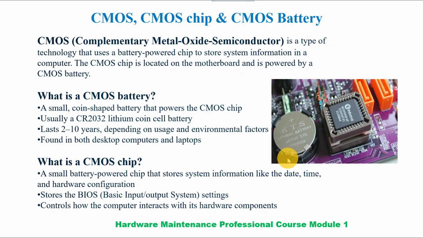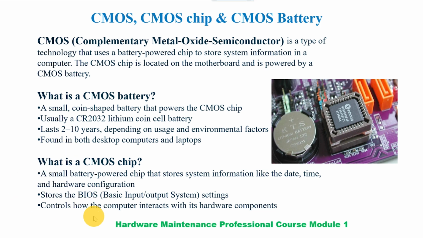That's what we call the CMOS chip and the CMOS battery. CMOS stands for complementary metal oxide semiconductor. It's a type of technology that uses a battery-powered chip to store system information in a computer. The CMOS chip is located on the motherboard and is powered by a CMOS battery. What is a CMOS battery? It's a small coin-shaped battery that powers the CMOS chip, usually a CR2032 lithium cell battery. It lasts about 2 to 10 years depending on usage and environmental factors. It is found in both desktop and laptop computers.